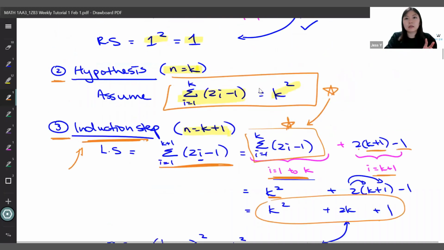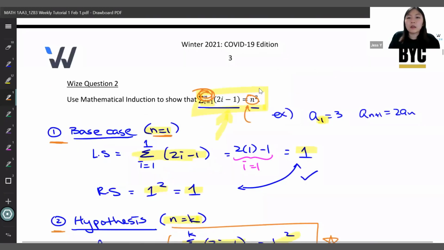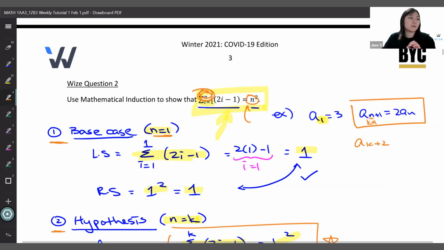So this is where it gets a little iffy. For example, if your equation was a n plus one equals 2an, then when you replace n with k plus one, notice what happens. You're going to get a k plus two, right? So replace n with k plus one. Let me know if that makes sense.